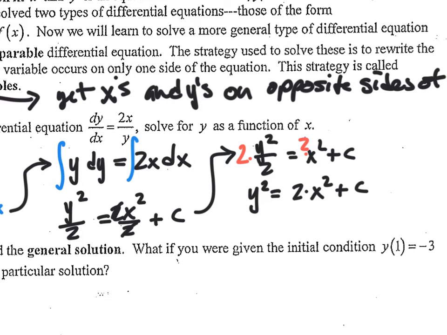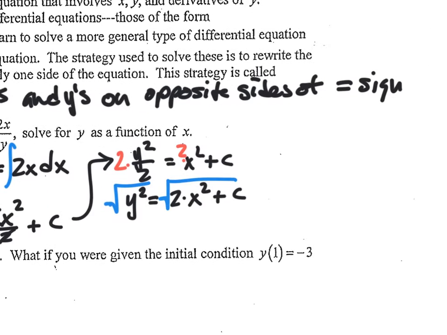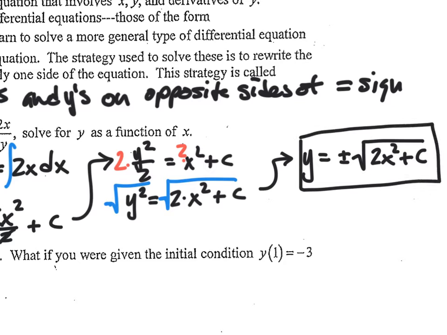So I'm not going to do anything here. I'm just going to multiply this x squared by 2, okay? Then I'm going to take the square root of both sides and get y by itself. So if I take the square root of both sides, I end up getting that y is equal to plus or minus the square root of 2x squared plus c. Okay, and this, my friends, is what we call the general solution.